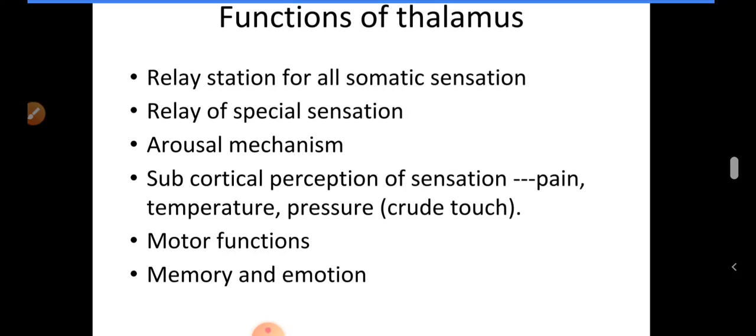Also, the thalamus has the function of crude touch for perception of sensation. So, processing and relaying of sensation takes place in the thalamus, but it also acts as a crude center for sense perception. So, pain sensation is perceived in the thalamus itself.